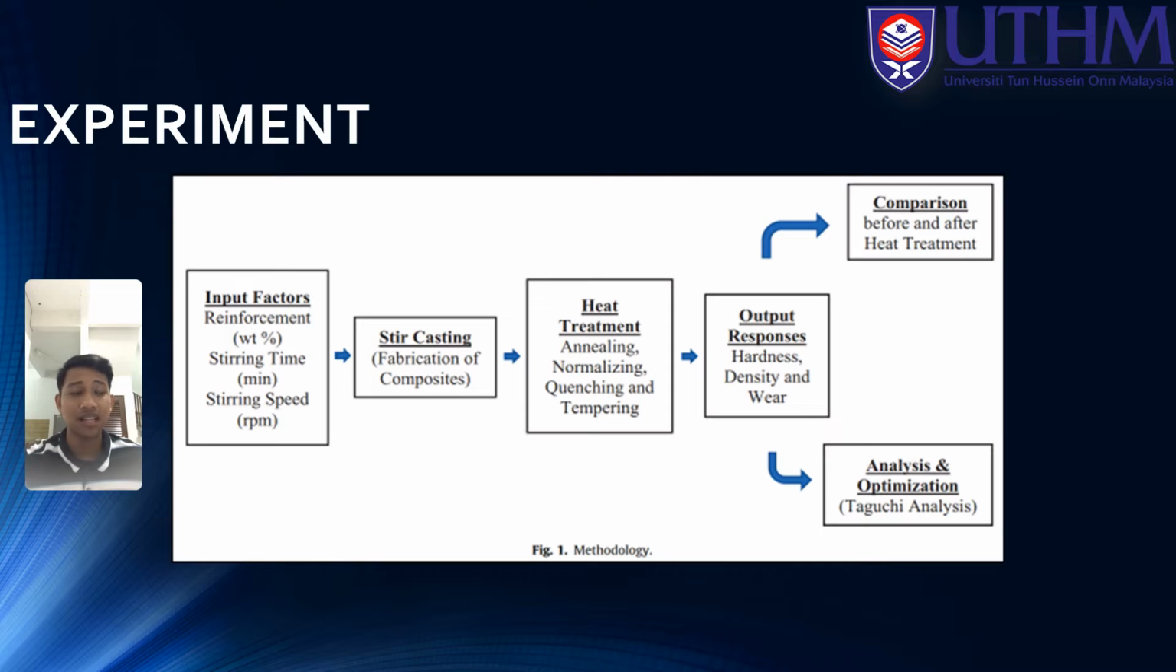So as we can see, this experiment follows the flow. Number 1 is input factor, number 2 is stir casting, and go to the heat treatment, and lastly output response. It is separated into 2. So number 1 is comparison, number 2 is analysis and optimization.